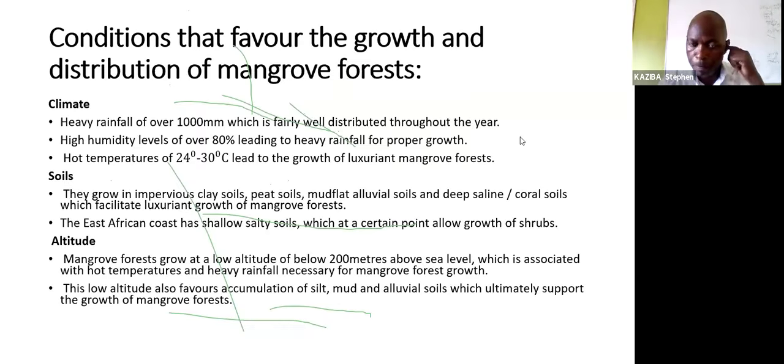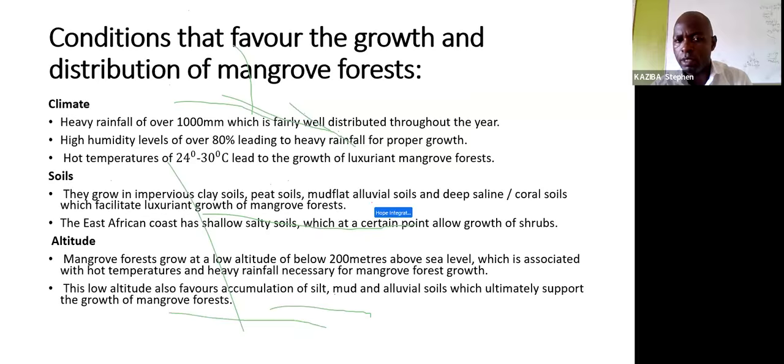Now, we look at the factors. They can say to what extent is climate responsible for the growth and distribution of mangrove forests. So when they say to what extent does climate influence, of course, you start by locating, give us all the characteristics, state the extent, give the role of climate, give the role of other factors. So climate is divided into three.